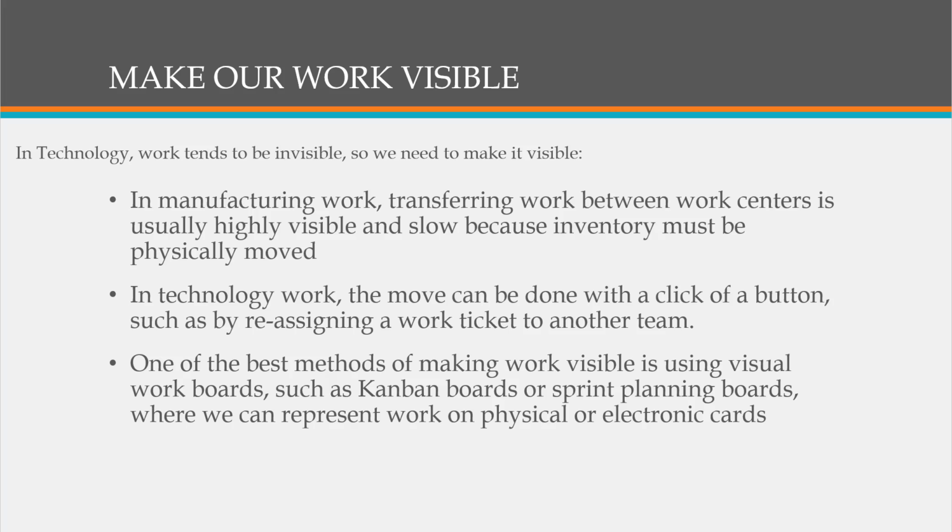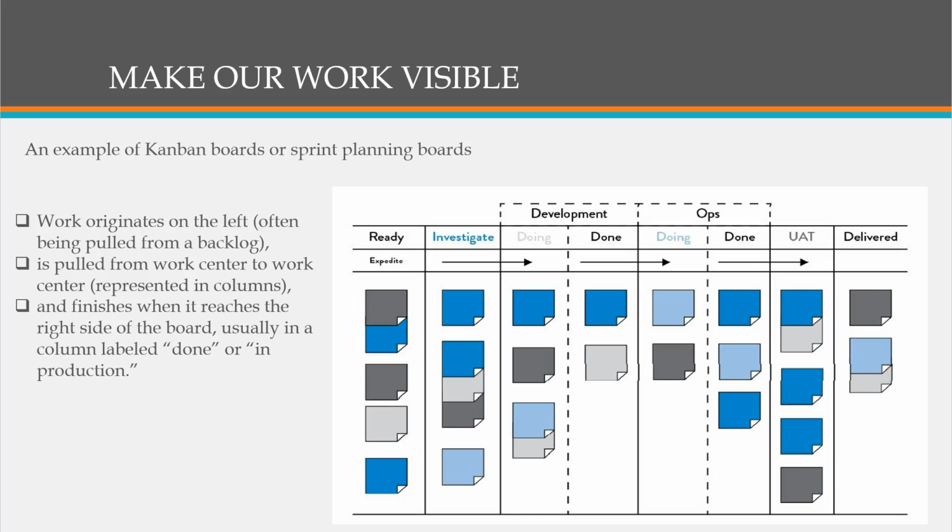to another team. So one of the best methods of making work visible, which is one of the goals of the DevOps process and improving flow, is to use visual work boards, which are called Kanban boards, or sprint planning boards, where we can represent work on a physical or electronic card. Oftentimes this is used in companies using post-it notes.